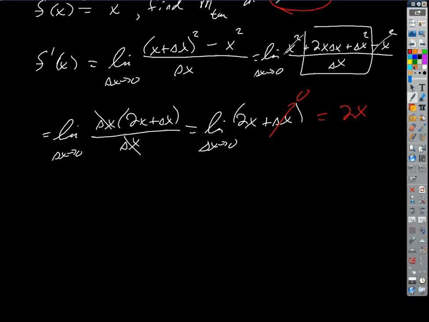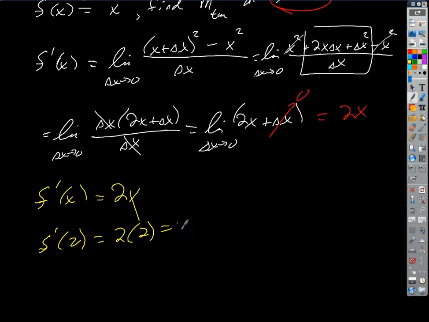We found out that f prime of x equals 2x. So f prime of 2 is 4. That's huge. So we know that the slope of the tangent line at x equals 2 is 4. So there's our answer. What if we want to go a step further?